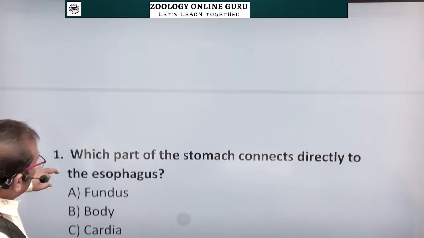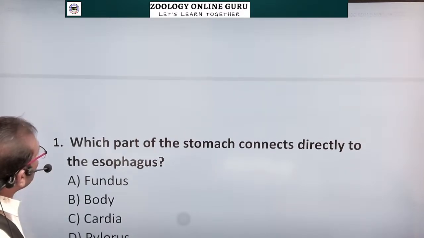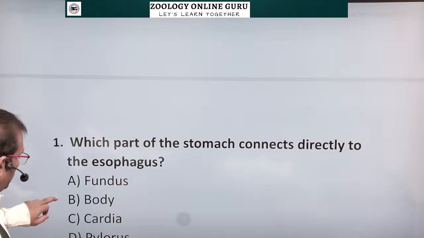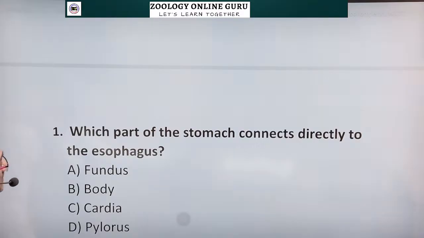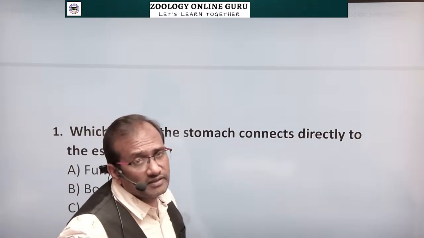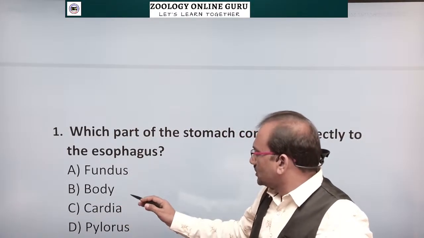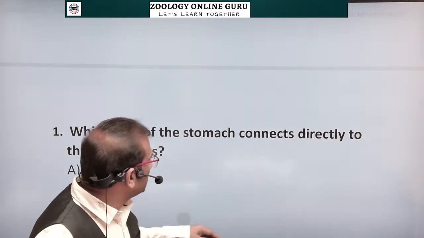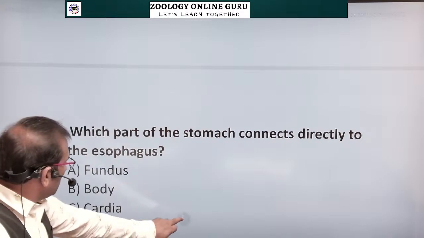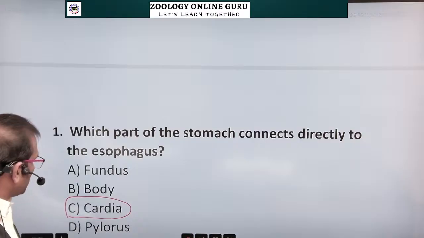Next, here another type of questions are there. Which part of the stomach connects directly to the esophagus? The stomach has three parts: cardiac stomach, fundic stomach, and pyloric stomach. In this, which stomach is directly linked to the esophagus? Very simple question. So this is the cardiac stomach. So the answer is cardiac stomach.